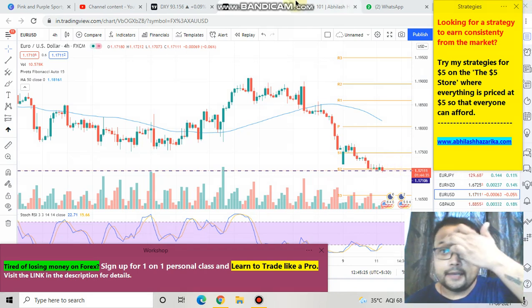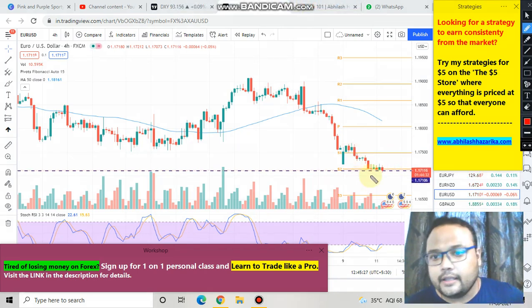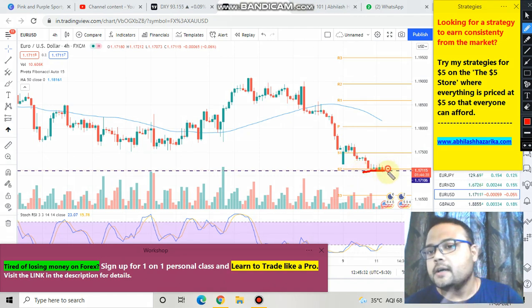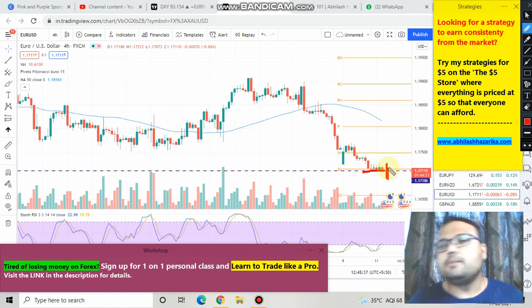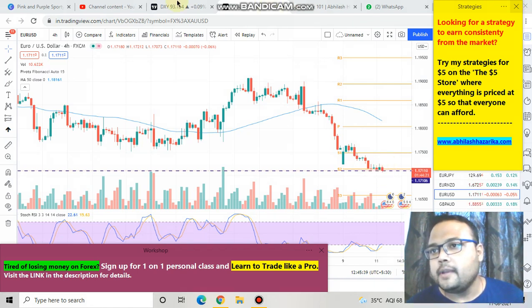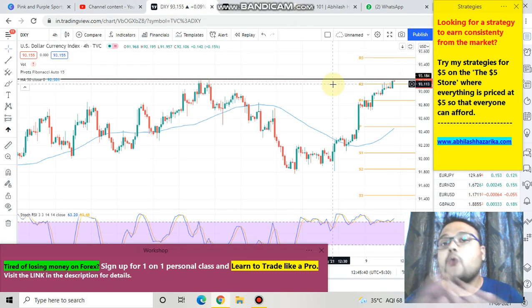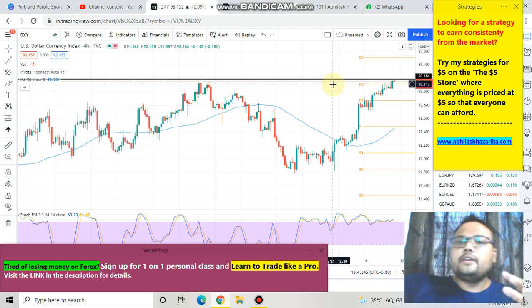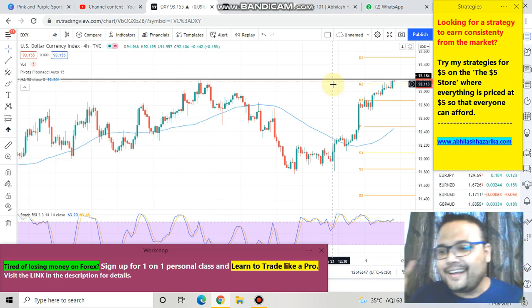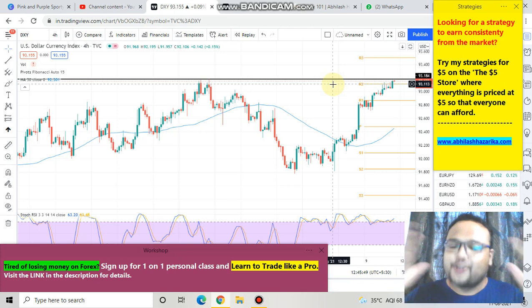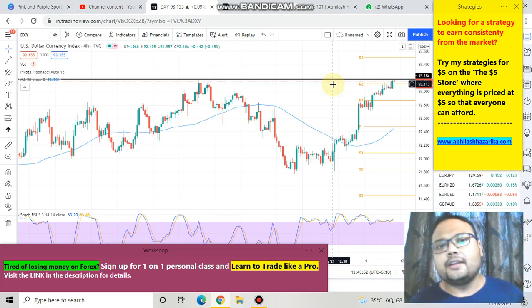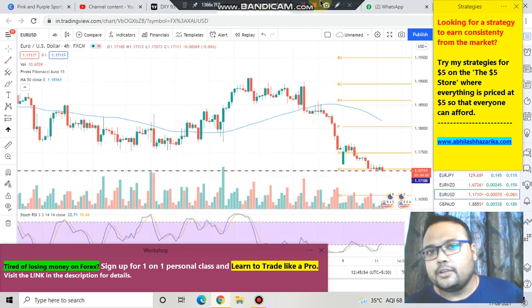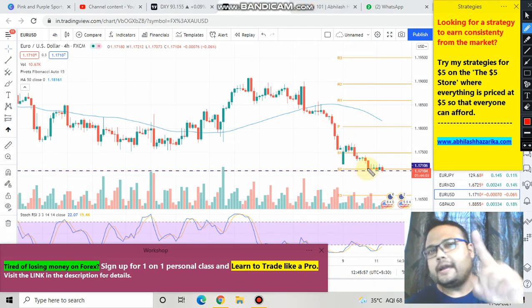On the other hand, if it fails to hold this level, and if you see a big red candle, then immediately jump to the DXY chart and see how the dollar is doing. If you see that the dollar is crossing the resistance and going up, then you'll get the confirmation that the dollar is extremely bullish, and then you can short EUR/USD. But wait for at least 4 hours.